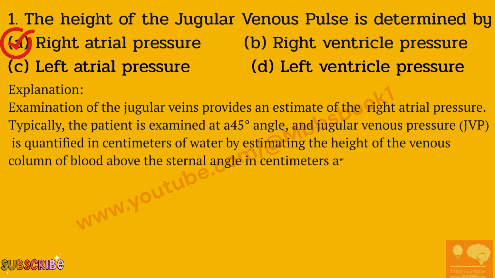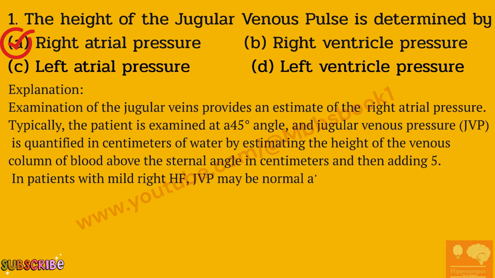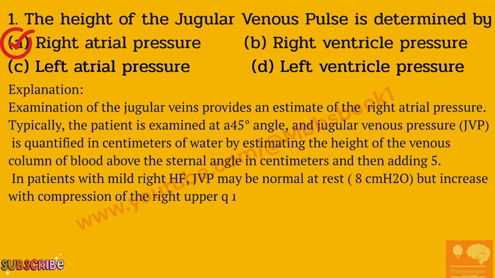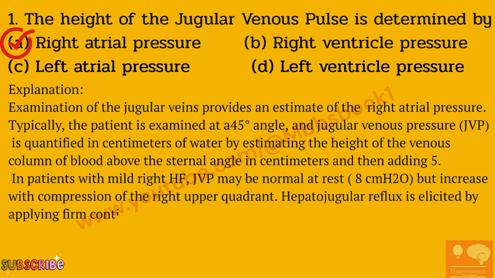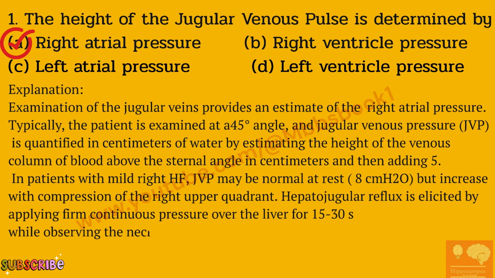In patients with mild right heart failure, JVP may be normal at rest, less than or equal to 8 centimeters of water, but increase with compression of the right upper quadrant. Hepatojugular reflux is elicited by applying firm continuous pressure over the liver for 15 to 30 seconds while observing the neck veins.